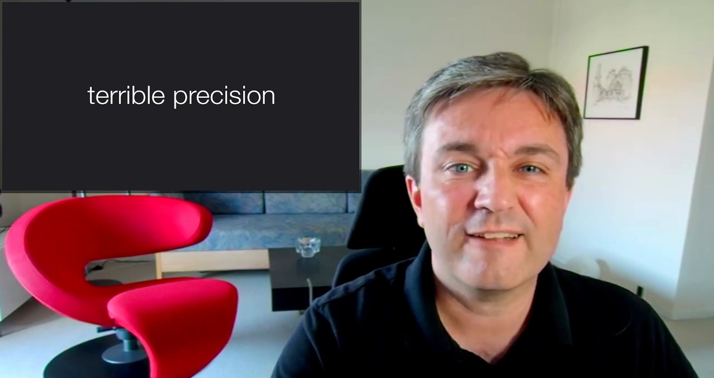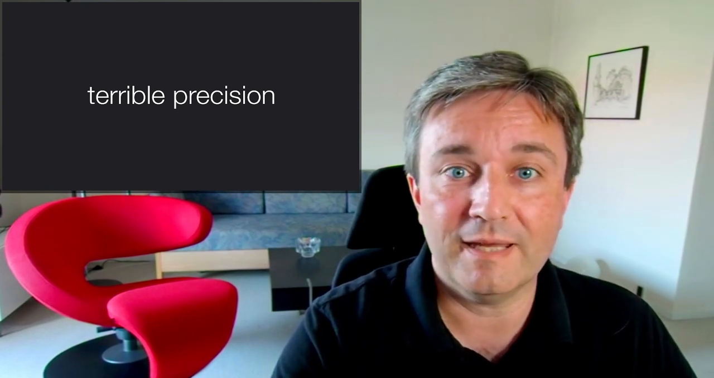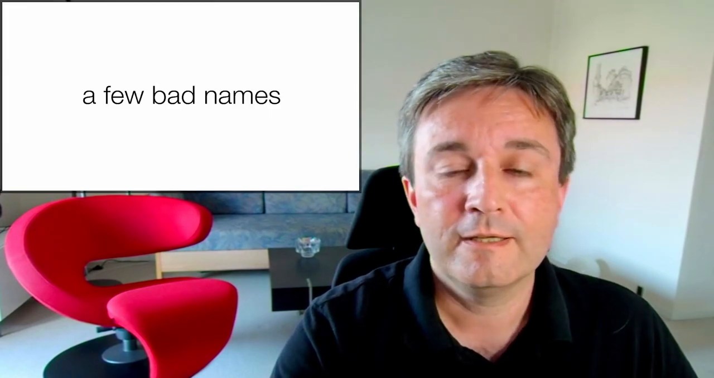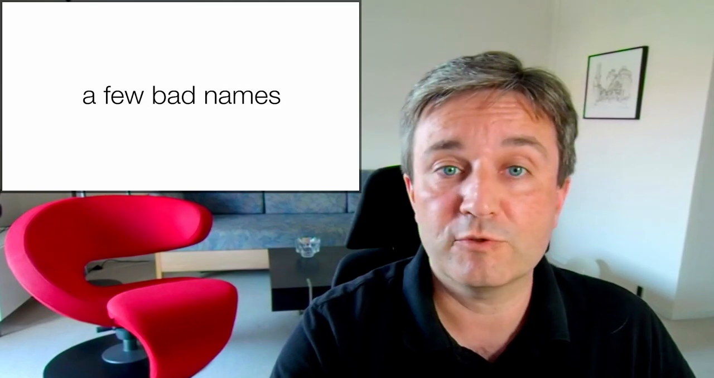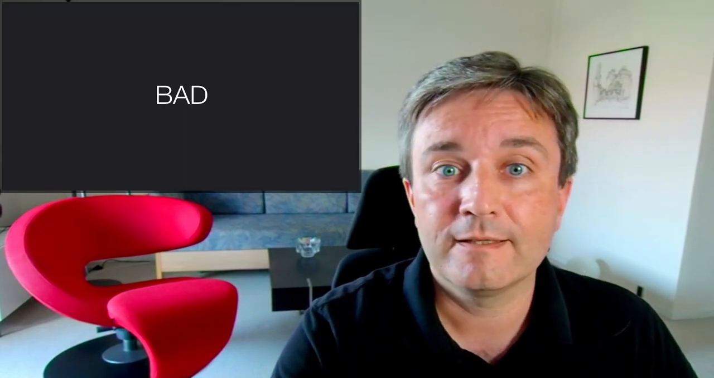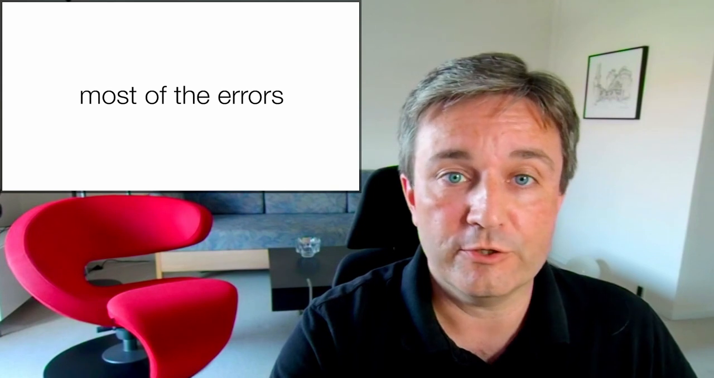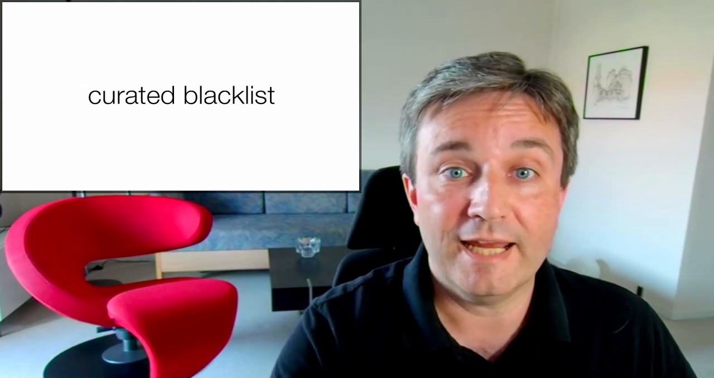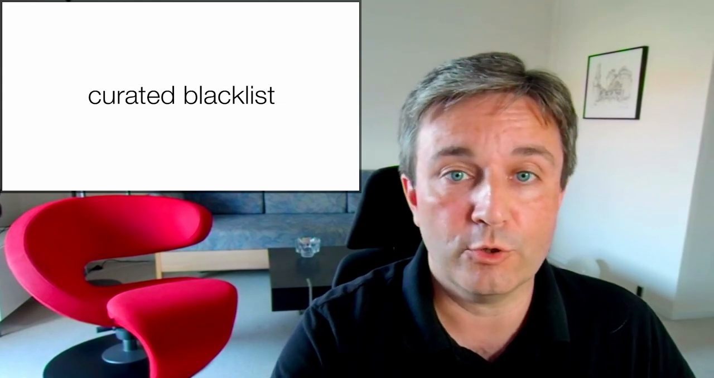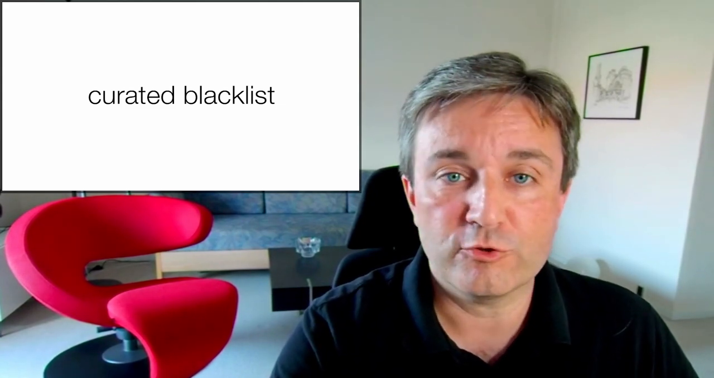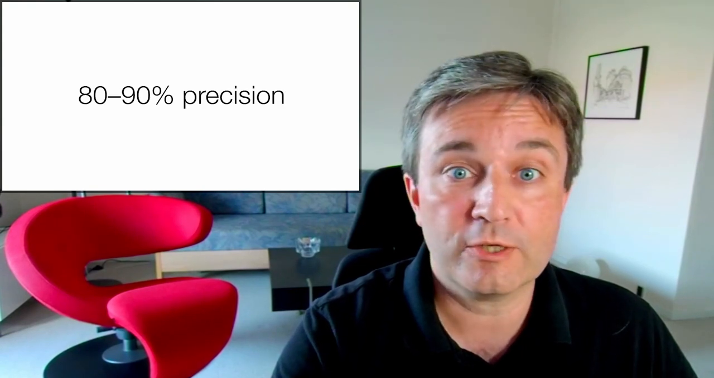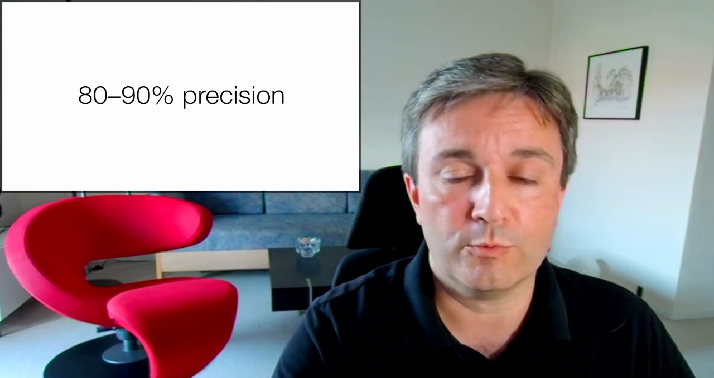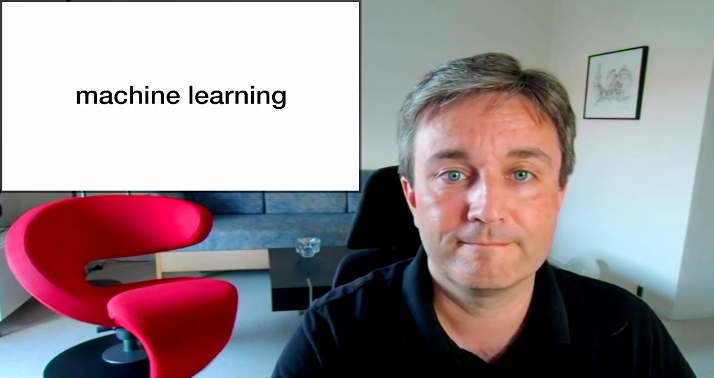However, initially you will have terrible precision. That is, it will make a lot of false positives. However, this is fairly easy to fix because usually a few bad names, such as the human gene name bad, are responsible for most of the errors. And that means that if we just manually identify those errors and create a curated blacklist of bad names that we don't want to use, we can get rid of most of the errors, and suddenly we have a precision of 80 or even 90%. That means that 80 to 90% of what we find in text is correct.